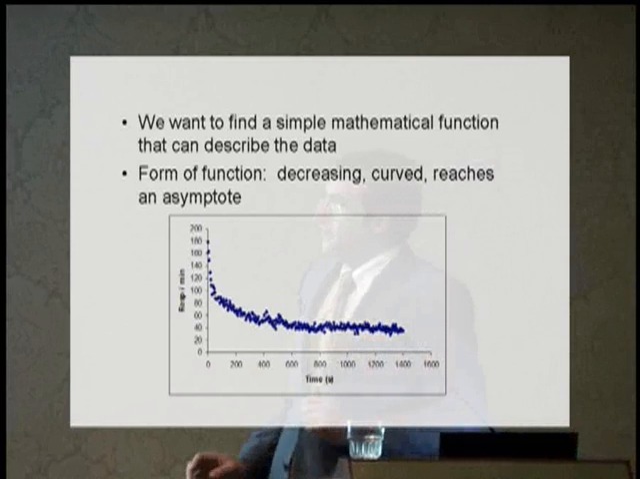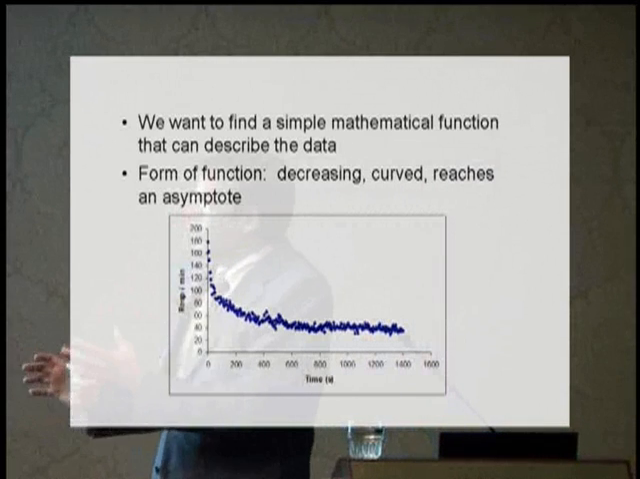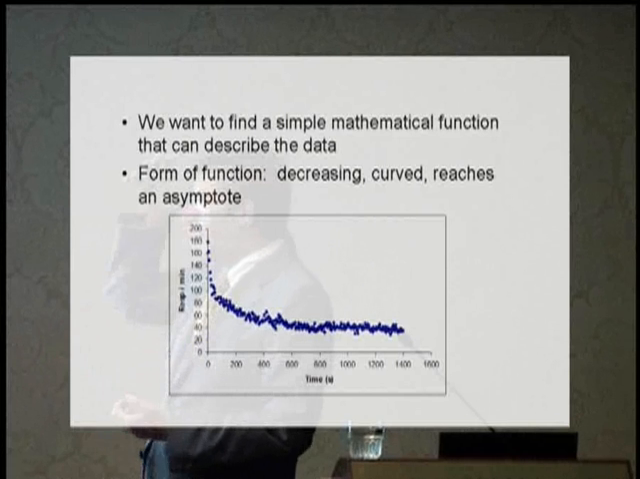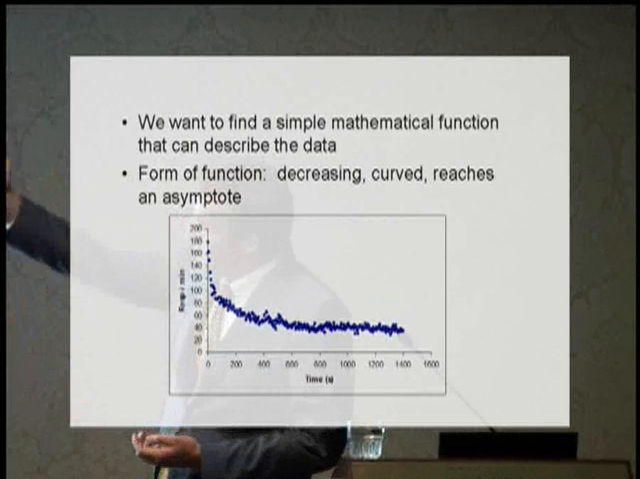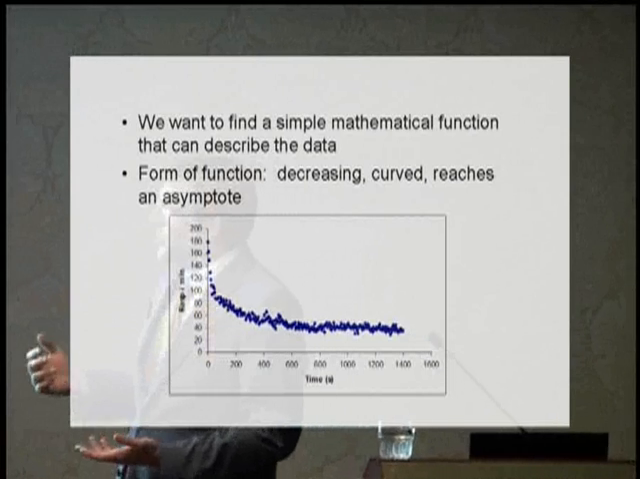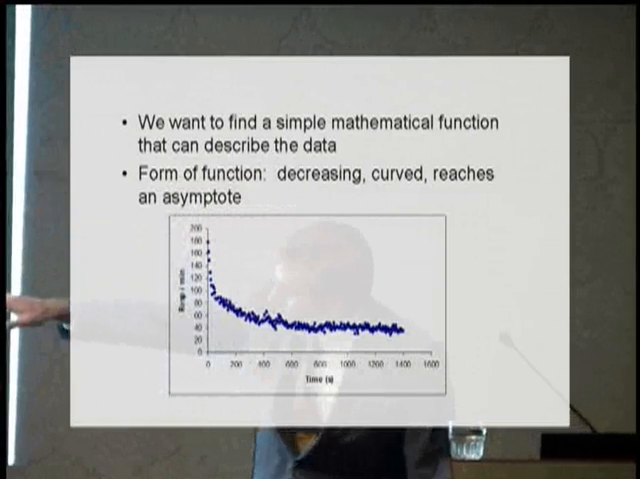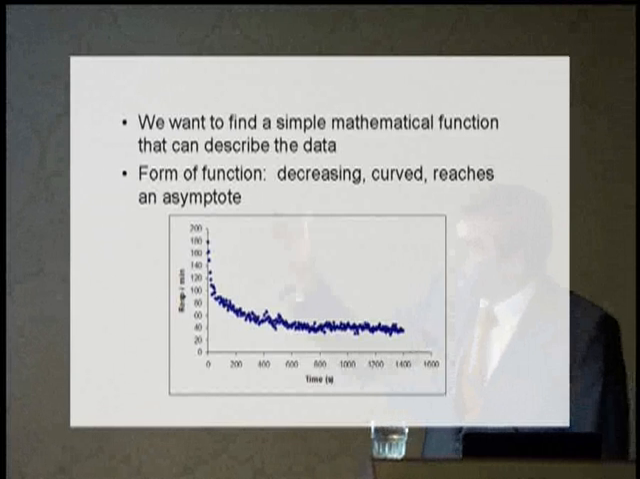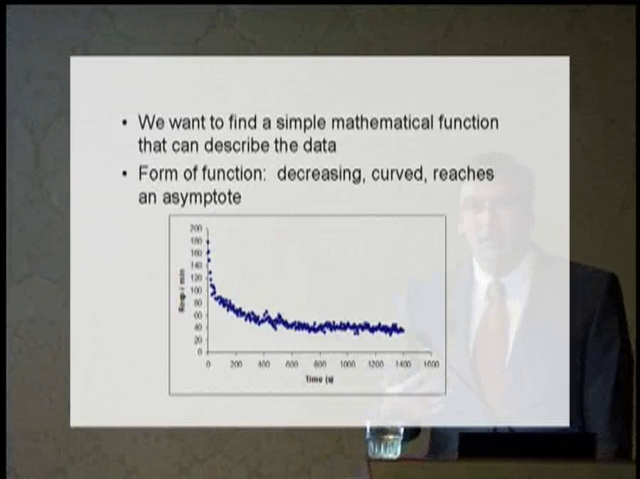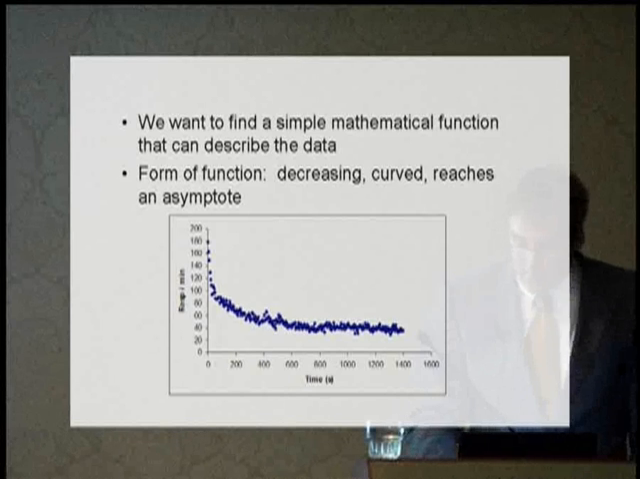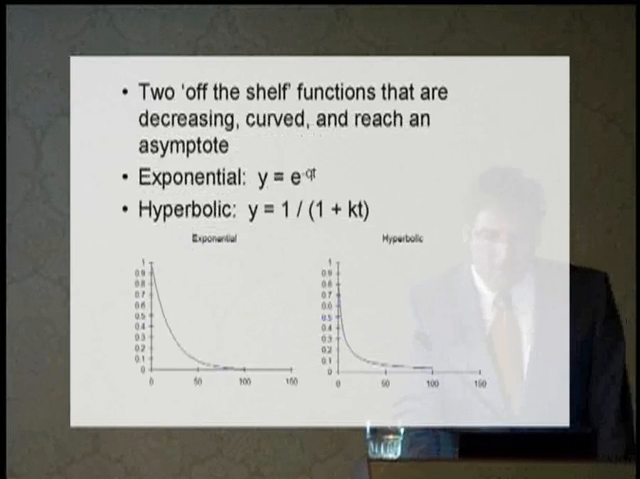Now, we might begin just by observing what qualities that function should have. Well, it's obviously a decreasing function. Response rate is decreasing. It looks like a curve, and it seems to reach an asymptote in the sense that it reaches the minimum value and then pretty much stays there. So we want to find a mathematical function that has those qualities. Such a function would be a good candidate for a model for these data.